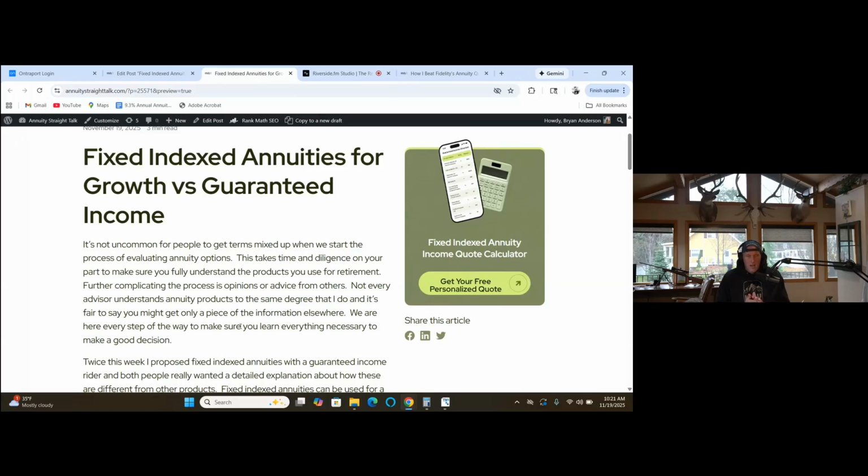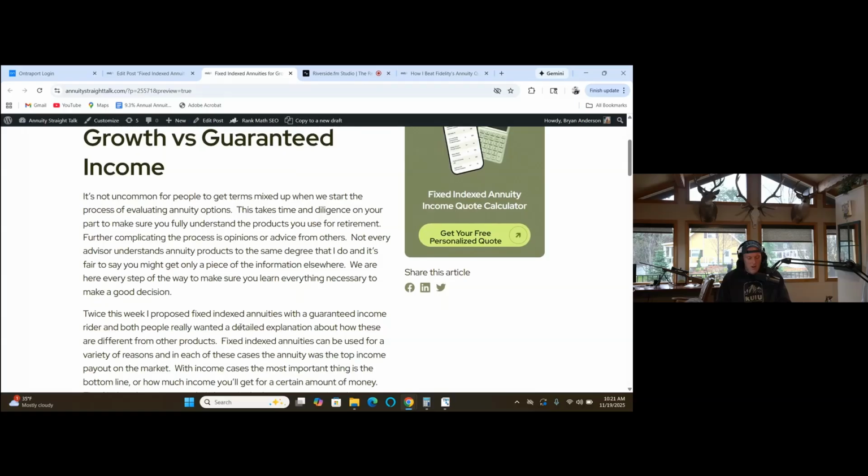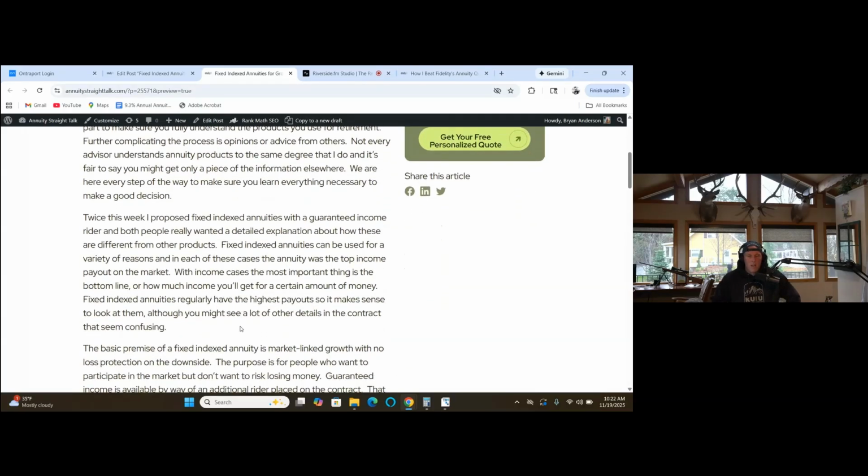So it is fair to say you might only get a piece of the information elsewhere, and it's honestly quite likely that's what will happen. So I'm here every step of the way to make sure you learn everything necessary to make a good decision. So twice this week, I proposed fixed index annuities with a guaranteed income rider, and both people looked at it and said, wait a second, I don't get it. And how are these different than other products?